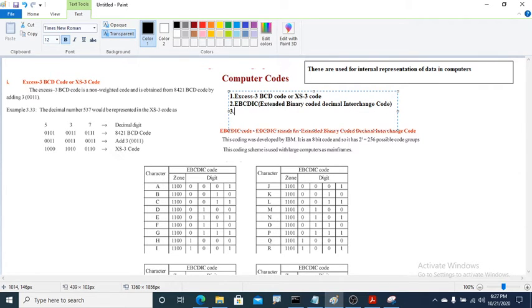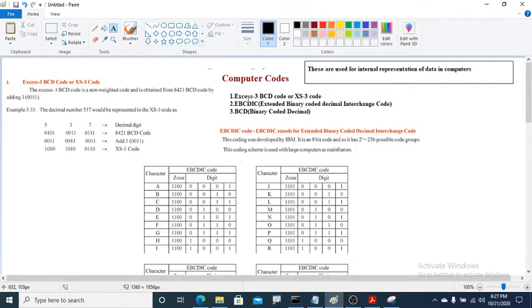The third computer code is BCD code, binary coded decimal. BCD means binary coded decimal. So this is the third one. These are the three different types of computer codes. First we will work with XS3 BCD code.